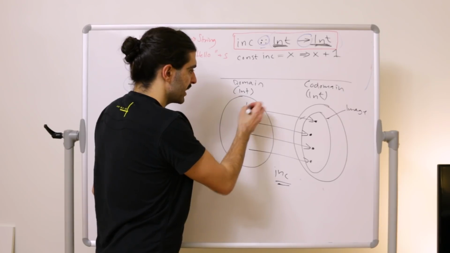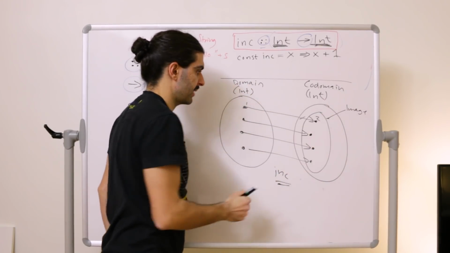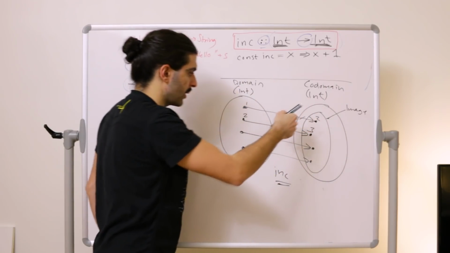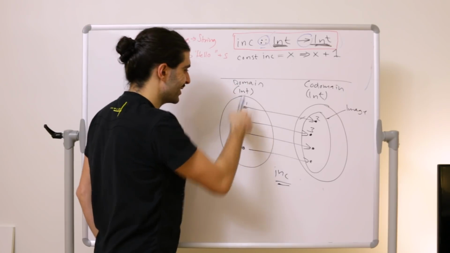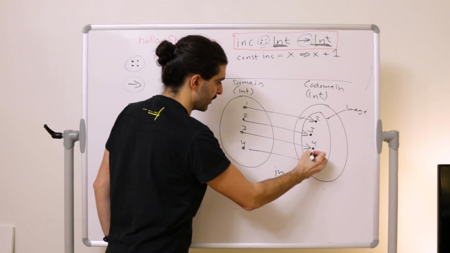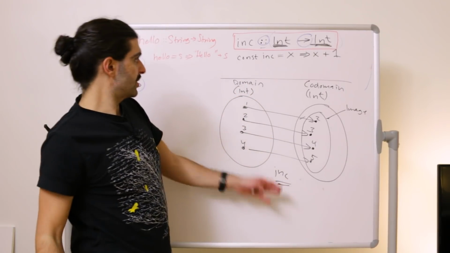So the number 1 in the domain would map to the number 2 in the codomain, more specifically in the image. The number 2 in the domain would map to the number 3 in the codomain. The number 3 would map to the number 4, and the number 4 in the domain would map to the number 5 in the codomain, right? Given the current implementation of inc.